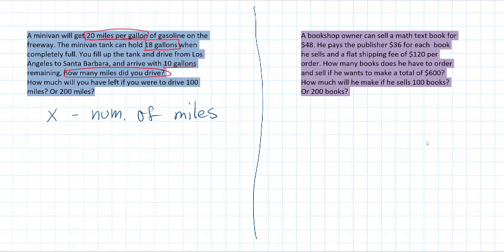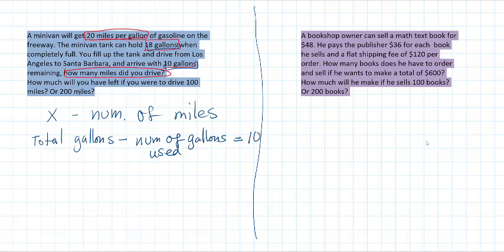What do we know? We know that we arrived with 10 gallons and we started with 18 gallons. So it looks like our equation should have the form total gallons minus number of gallons used equals the remaining gallons, which are 10. So the total gallons were 18, we remain with 10, and we used a certain amount. How can we figure out how much we used? Well, that comes from this piece of information, right? The 20 miles per gallon.